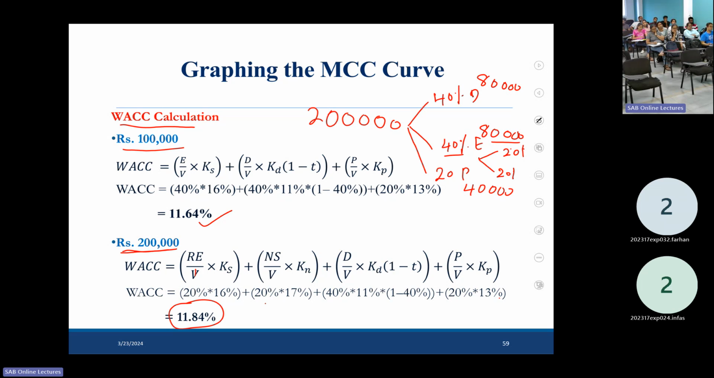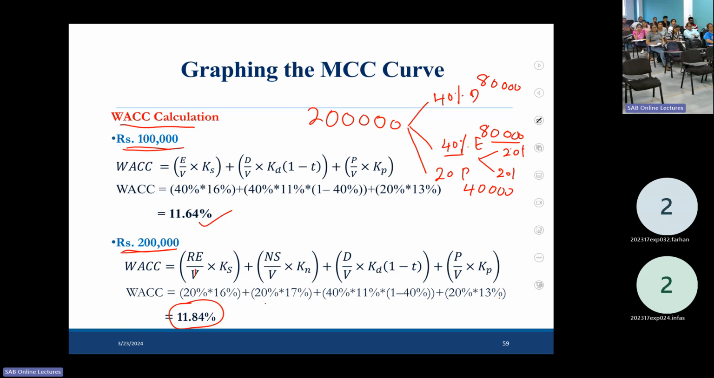This is the weighted average cost of capital if your capital requirement is 100,000. If your total capital requirement increases to 200,000, this is the weighted average cost of capital. Now from here to here, how much have you raised additionally?